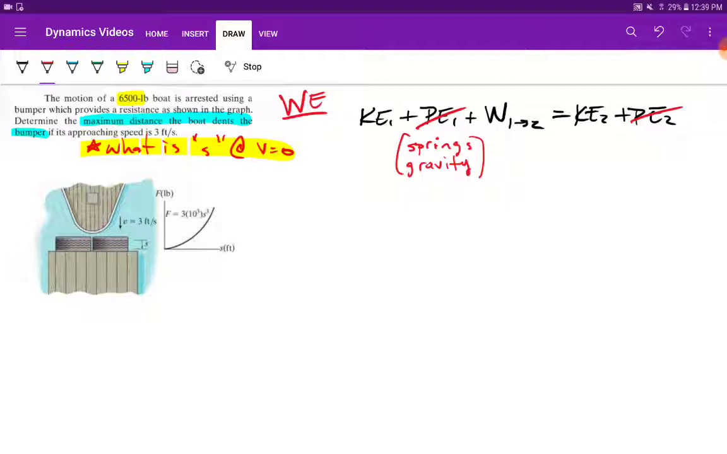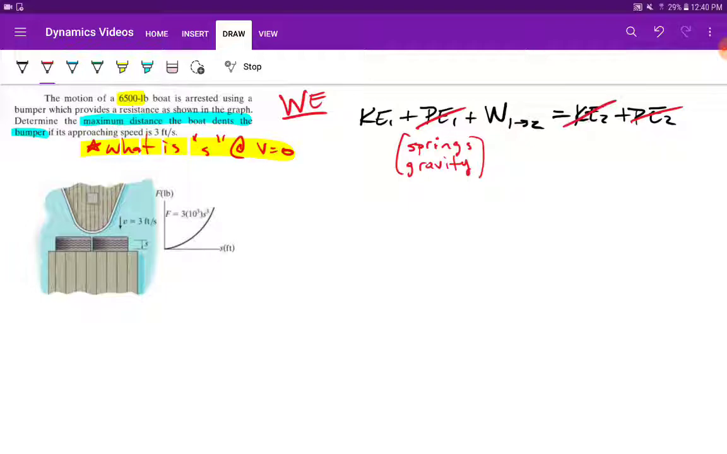All right. We don't have to worry about gravity because the boat's not falling and there are no springs. Yes, some people will say, but the tires are springs. Yes, but we're not considering that right now. That's not how we're approaching this type of problem, and it'll make more sense as you practice these problems. So we know that the potential energy in the beginning and end do not exist because there are no springs or gravity to be considered.